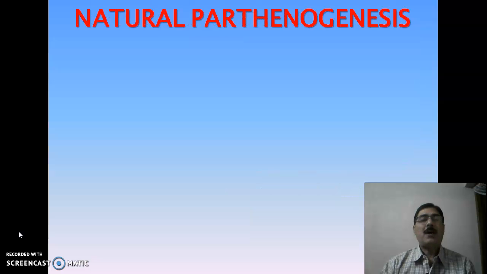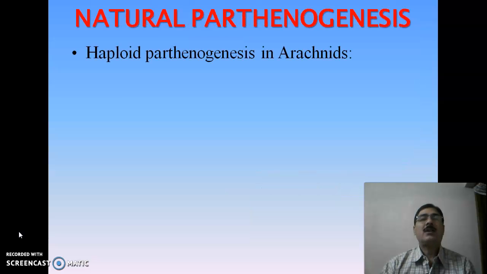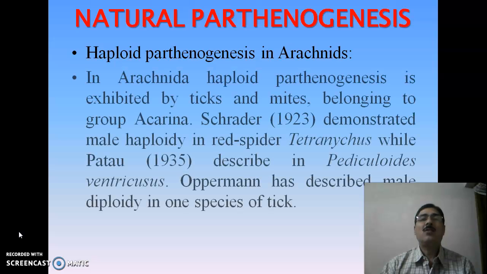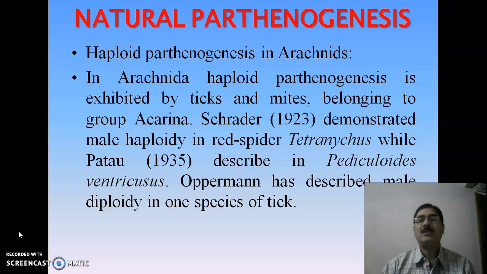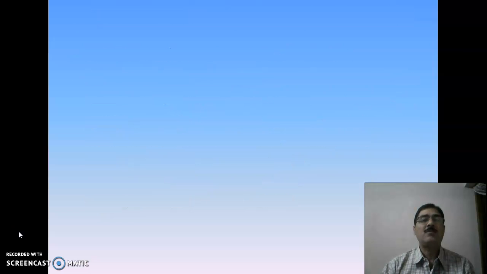The natural parthenogenesis in arachnids, common examples are ticks and mites. The examples are the red spider, Tetranychus, while Pätau described the pediculoids. Oppermann has described male diploidy in one species of tick.